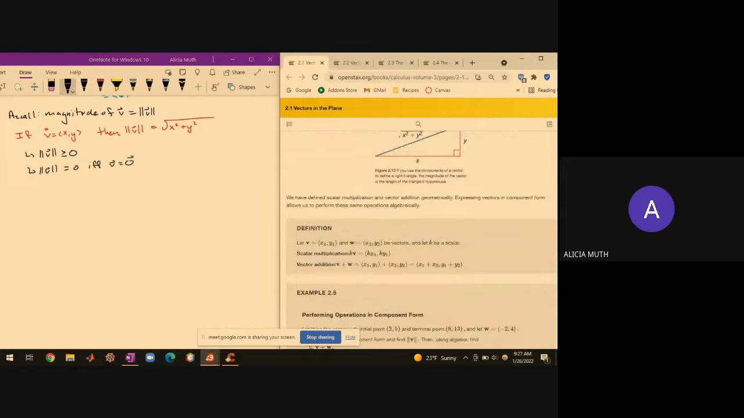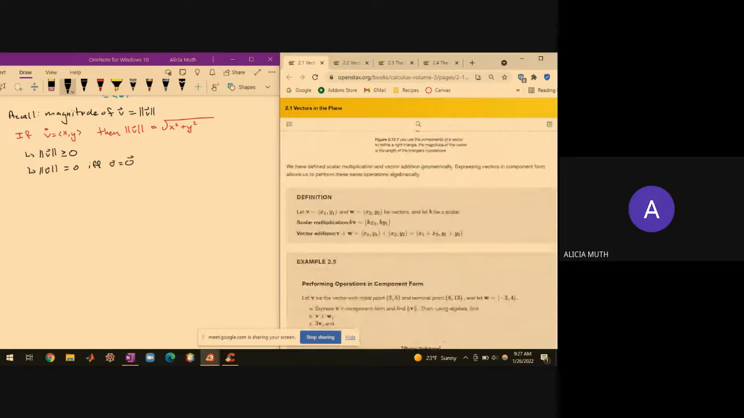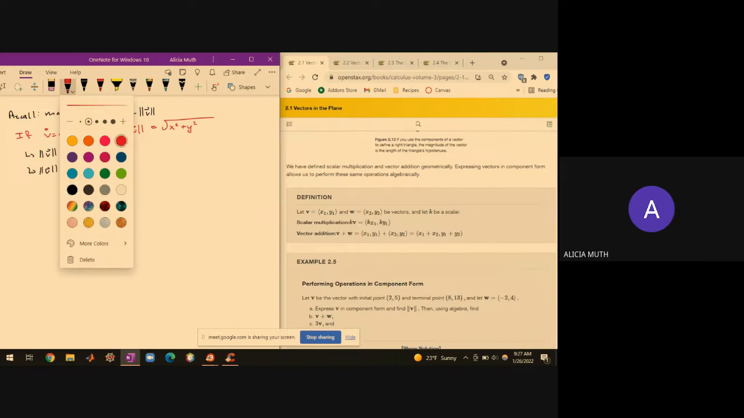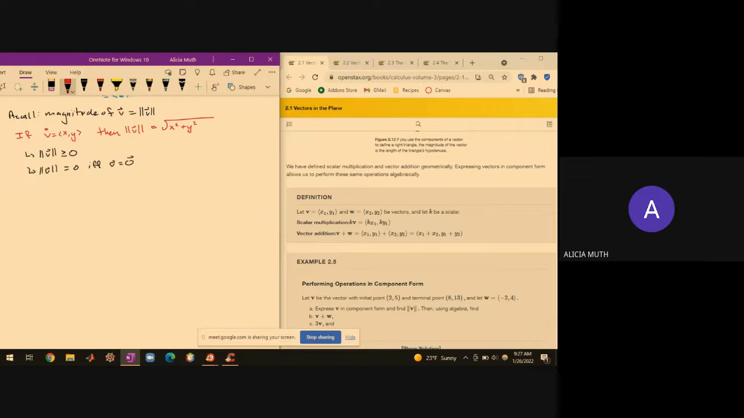We've defined scalar multiplication and vector addition geometrically. Expressing vectors in component form allows us to perform these same operations algebraically. So let's write out these definitions for how we do scalar multiplication and vector addition. Vector multiplication is different, and we'll get to that in the next section. So let V equal the vector with angle brackets with x1 and y1 as its coordinates, and vector W be our components x2 and y2.